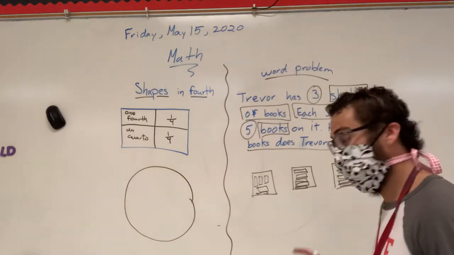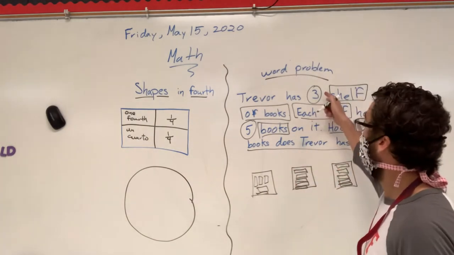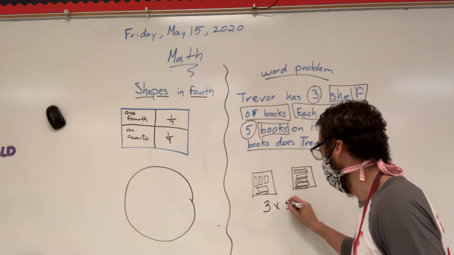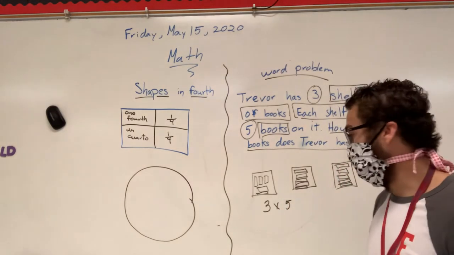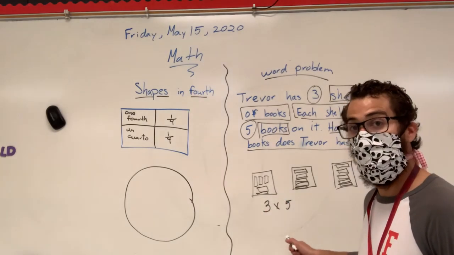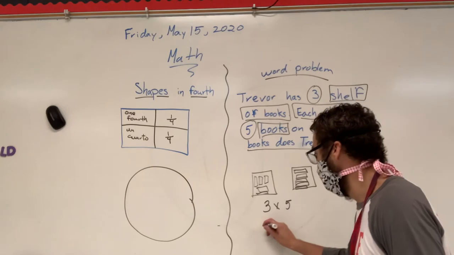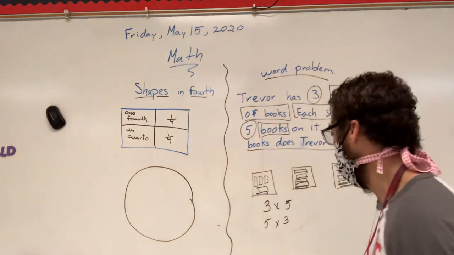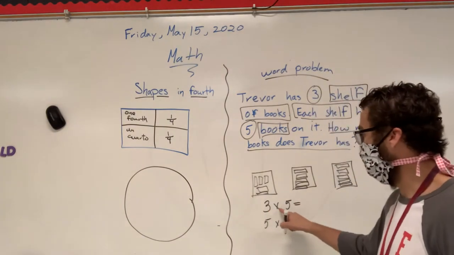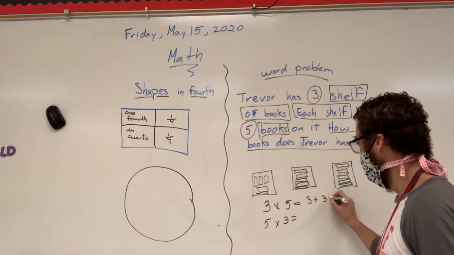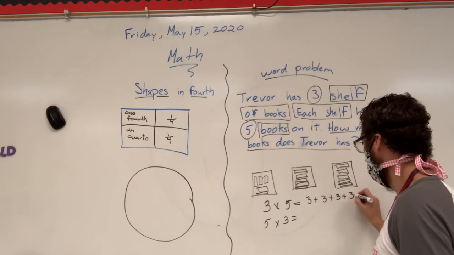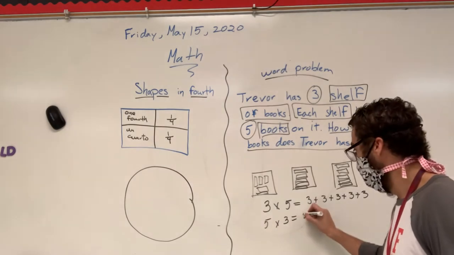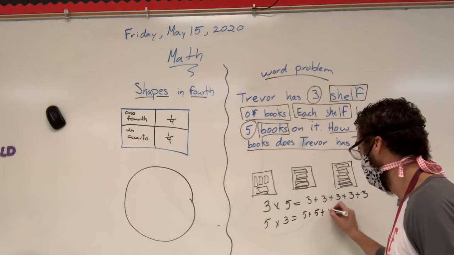So the way that we need to do it is this way. We need to multiply 3 times 5. We need to remember this. So this means we are adding 3 how many times? 5 times. Or we can do it like this, 5 times 3. That means that we're adding 5 three times. And it should look like this. 3 times 5 is 3 plus 3 plus 3 plus 3 plus 3. 5 veces 3. And then 5 times 3 means 5 plus 5 plus 5.